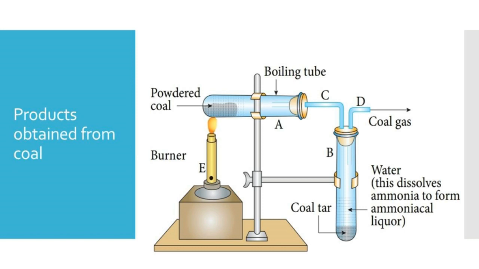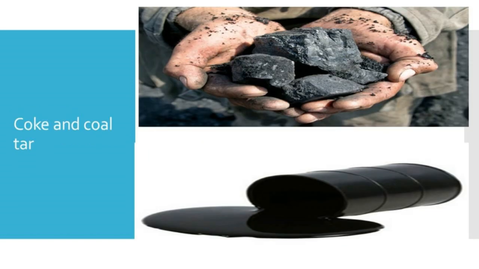Thousands of different products have coal or coal byproducts as their components. Some of them are soap, aspirins, that is tablet, solvents, dyes, plastics, and fibers such as rayon and nylon. The main byproducts obtained during destructive distillation are coke, coal tar, ammonia, and coal gas. Let's see the byproducts obtained during destructive distillation.